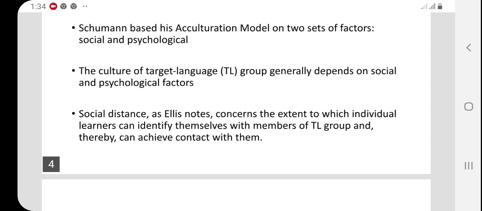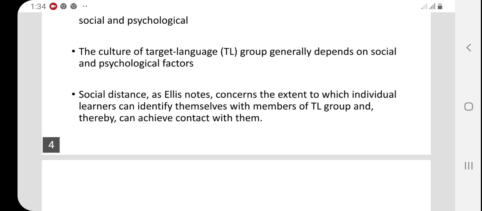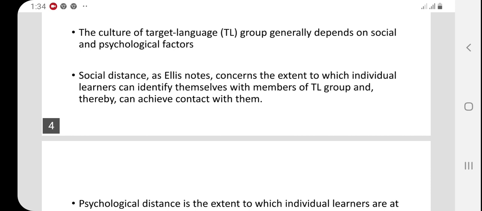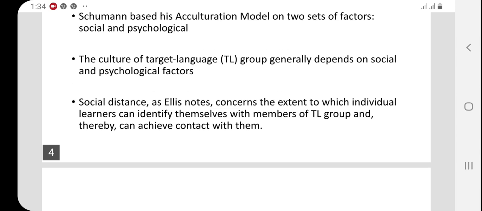Then we have what is called a social distance. This is not the social distance as we have nowadays in the COVID-19 pandemic, where they say to keep a social distance. Here social distance means that there is a societal difference between the minority group, the migrant workers, and the majority language group, the dominant language. But this social distance reduces as the contact is developed between both the groups.